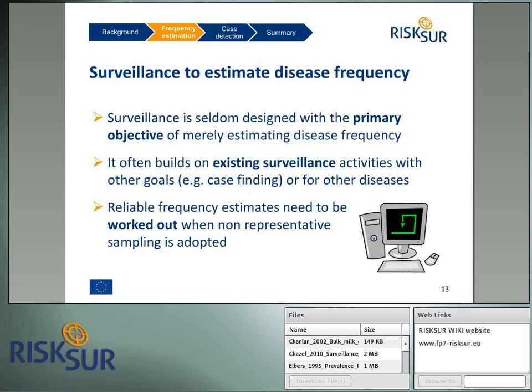As surveillance is expensive, as a matter of fact, it is seldom designed with the primary goal of estimating disease frequency. What often happens is that disease frequency is estimated based on surveillance data already collected for other purposes, or that surveillance is designed with the primary goal of detecting cases, with the disease frequency estimation being only necessary when disease is found. When surveillance is designed for other objectives, it might be optimized using, for example, risk-based sampling. In this case, and in any other case where the sample is not representative of the population, reliable frequency estimates must be extrapolated.